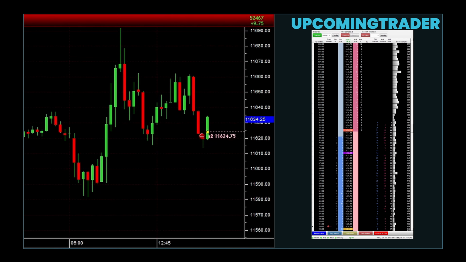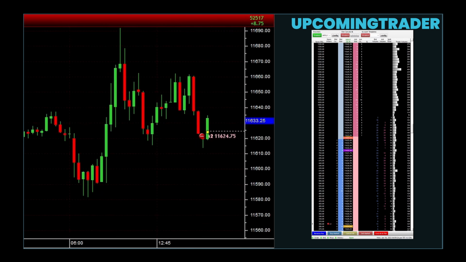Another important idea is something called the value area. This is the price range where about 70% of the trading activity took place. Traders use this range as a guide to where the market sees fair value. Think of it as the main playground where most of the action happens. If price moves away from this area, it can become very interesting to watch what it does next.